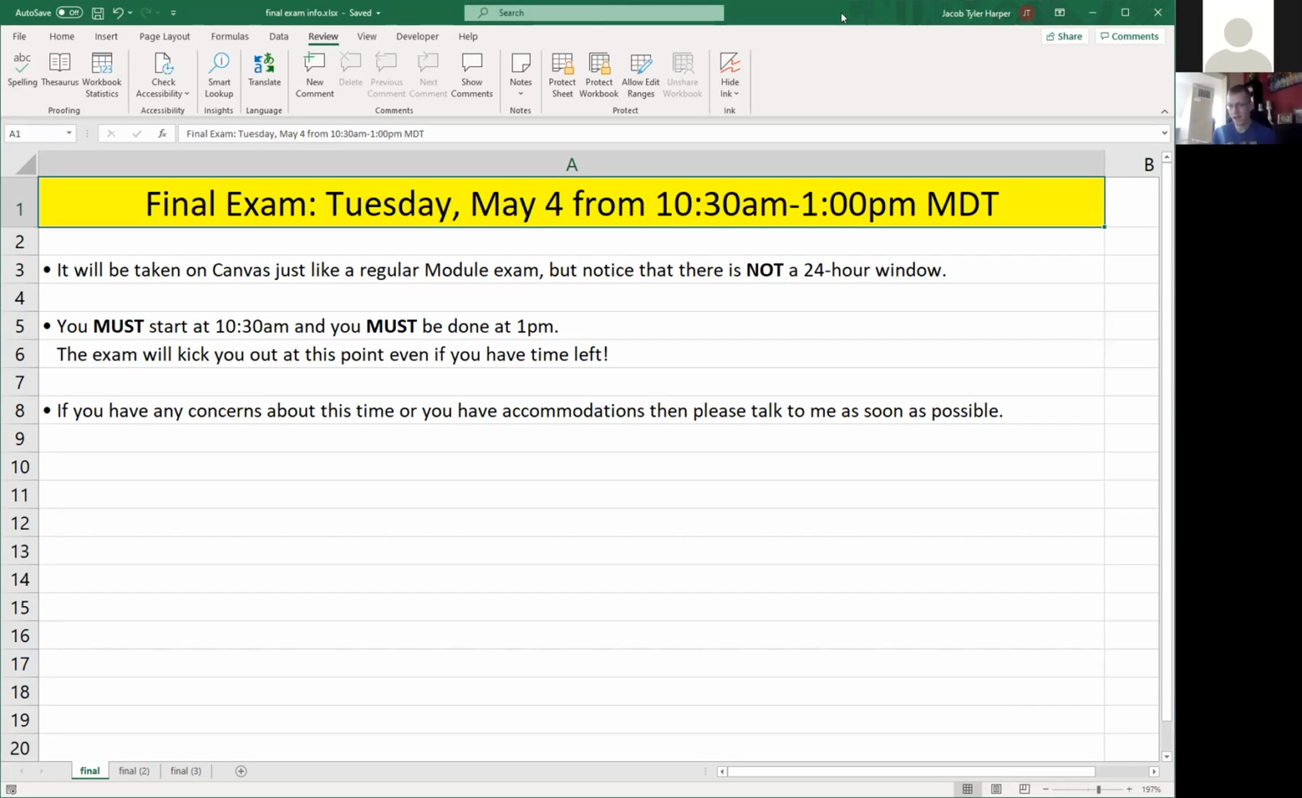So you have to start at this time and you have to be done by 1 p.m. Even if you have time left, it's going to kick you out. So make sure you know this exact time and you are ready to start the final exam at that point. If you do have any concerns about this time, or maybe you have accommodations or questions or whatever, ask me as soon as you can so we can hopefully figure out a solution now instead of the day of the exam. What else?